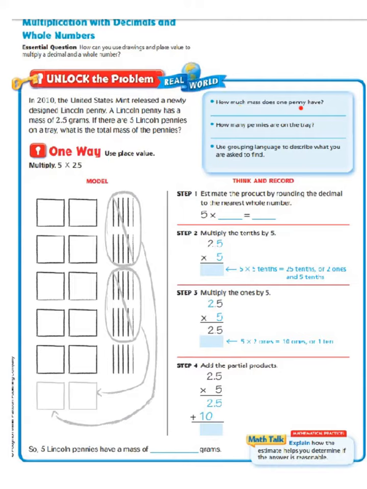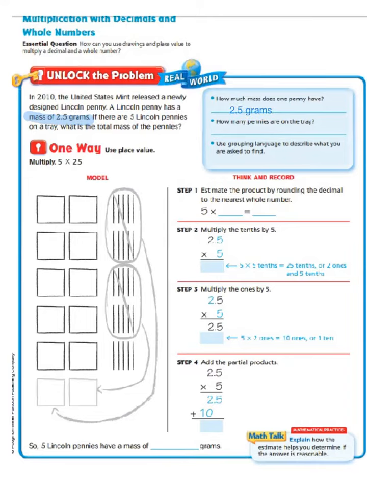How much mass does one penny have? Well, I remember hearing that as we read the word problem, and it says a Lincoln penny has a mass of 2.5 grams or 2 5/10 grams. So we're going to record that on the line. Now our second question asks us, how many pennies are on the tray? Well, if we go back over and look at our word problem, it says if there are 5 Lincoln pennies on a tray. So we know that's going to be important, so let's highlight that. And then let's carry that over and fill in our blank.